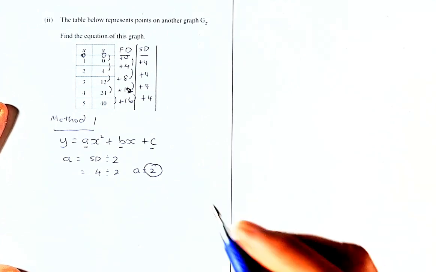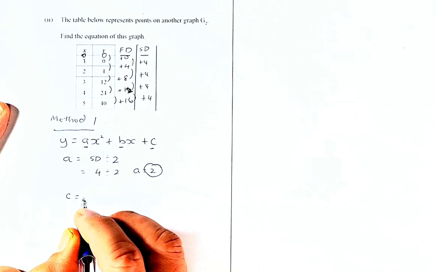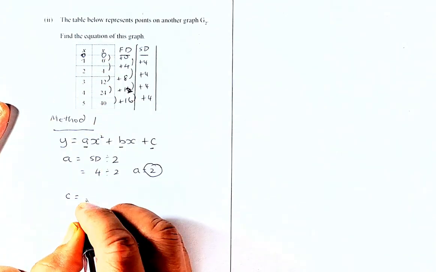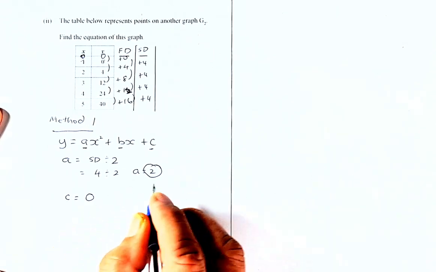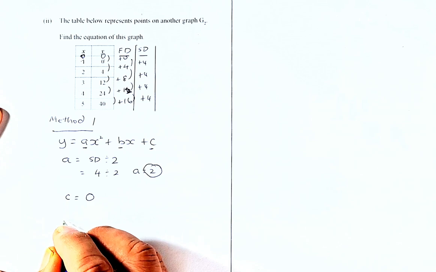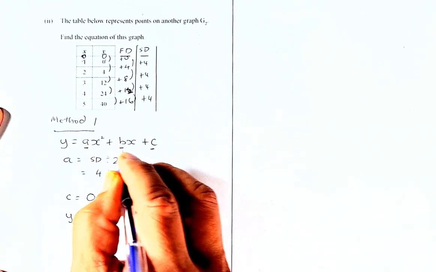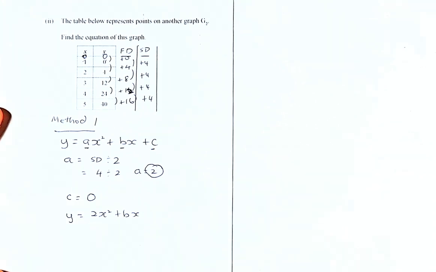Now, c is the value when x is 0. When x is 0, y is 0, so your c will be 0. So now your equation is going to be easy. Put your a and your c into that equation: y equals 2x squared, because your a is 2, plus bx plus 0. We can leave out the 0 because plus 0 means nothing.